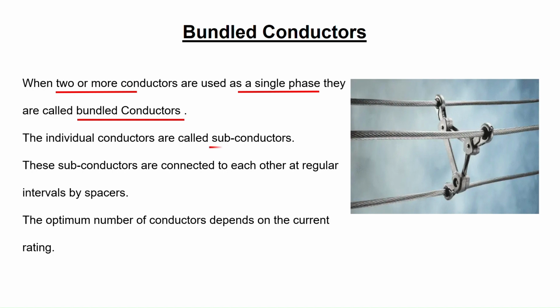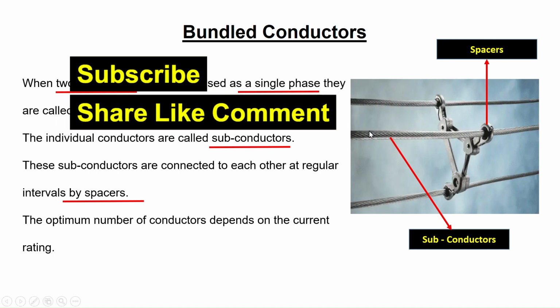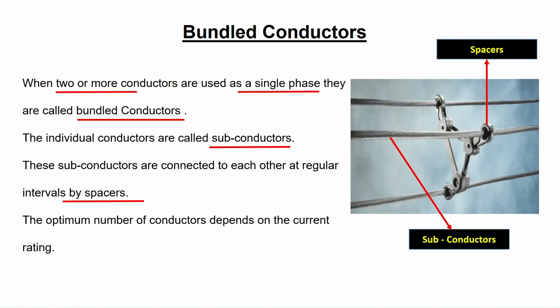Individual conductors are called subconductors. You can see in the figure there are three subconductors. The individual conductors in a bundled conductor are called subconductors. The subconductors are connected to each other at regular intervals by spacers. As you see in the figure, this is called the spacer. The optimum number of conductors depends on the current rating of the phase.